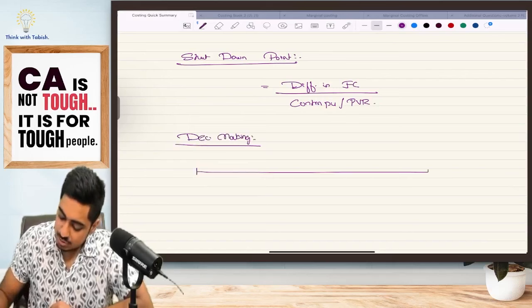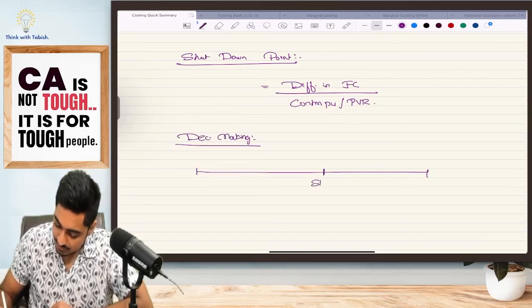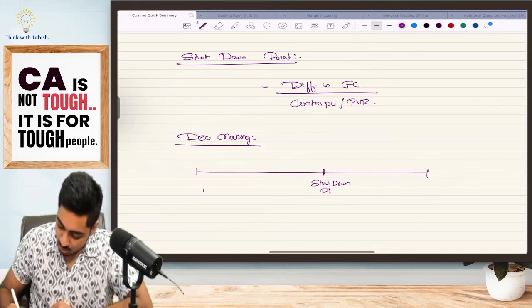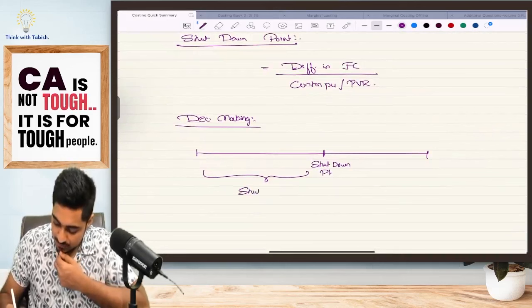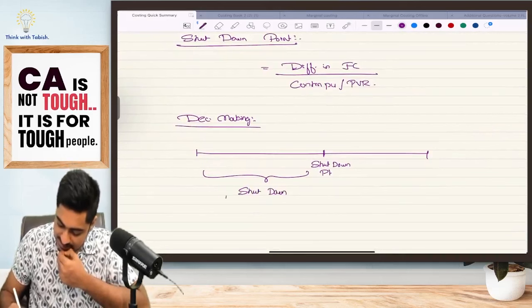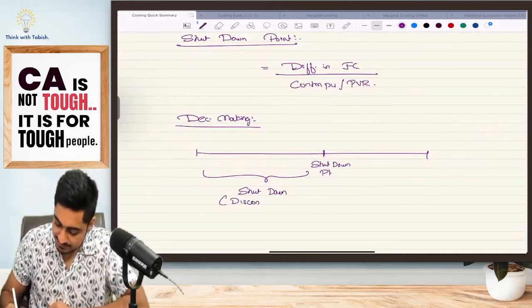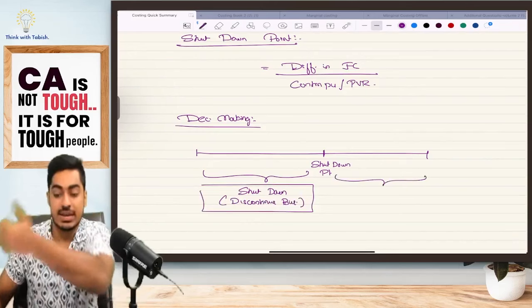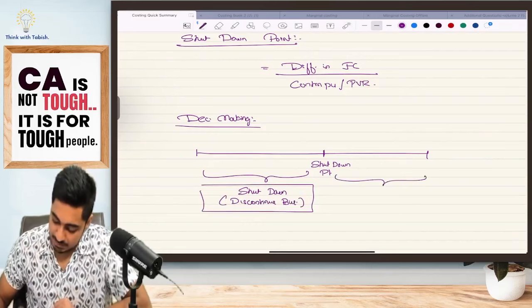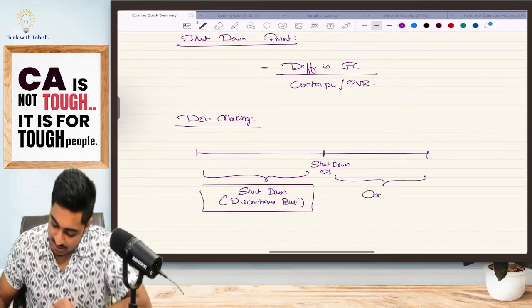If my sale is up to shutdown point, this is shutdown point. If my sale is lower than shutdown point, my decision is going to be shut down. That is, discontinue the business. Don't worry, I will explain. If my sale is more than my shutdown point, my decision is going to be continue.